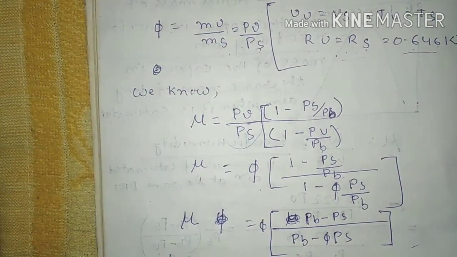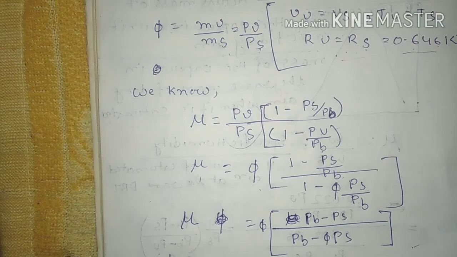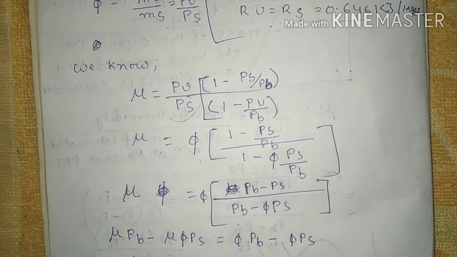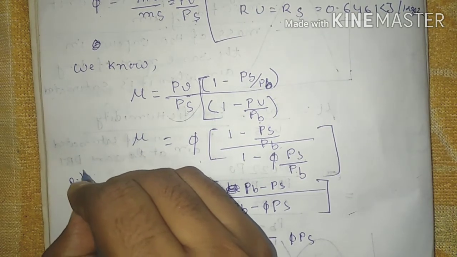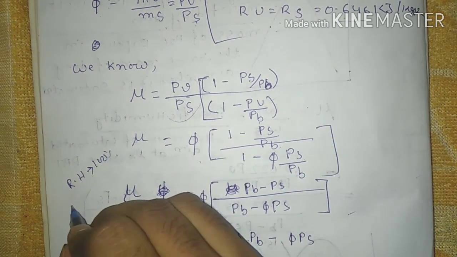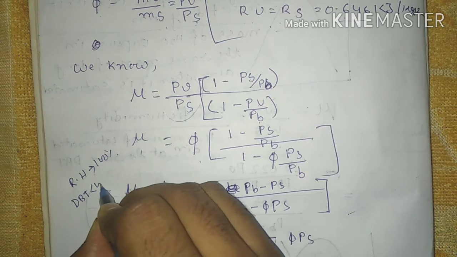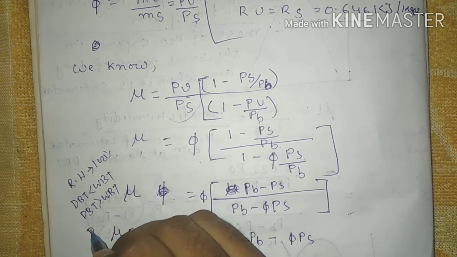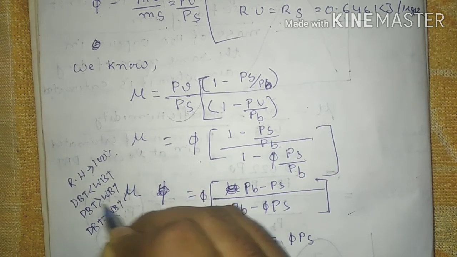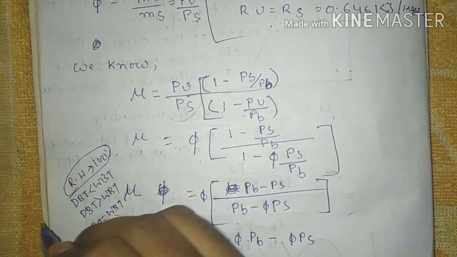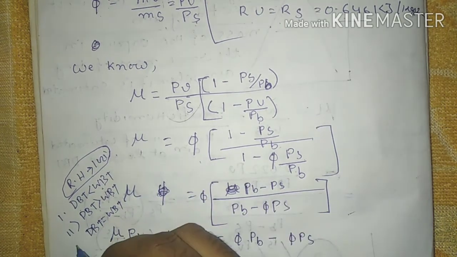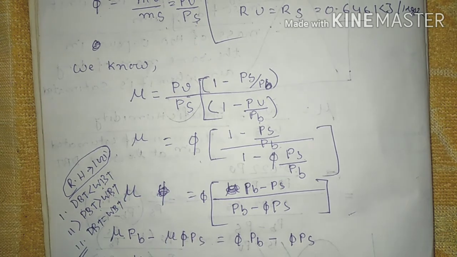In the next class we will discuss the other relationships in psychrometrics, but one question for you: if relative humidity is 100%, which one is right: DBT greater than WBT, DBT less than WBT, or DBT is equal to WBT? Which one is right?